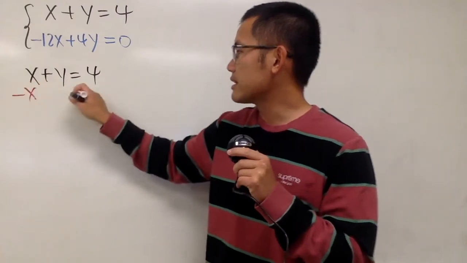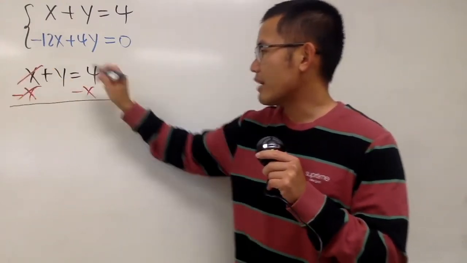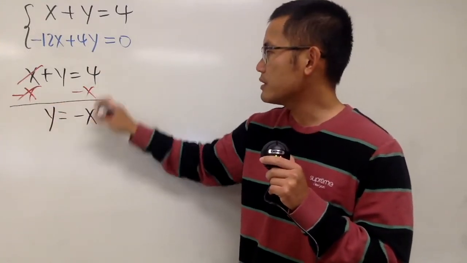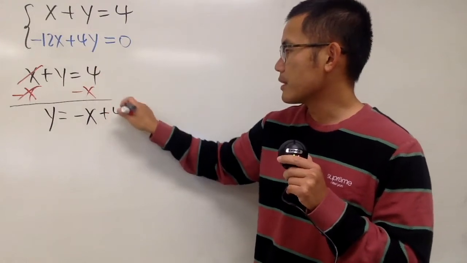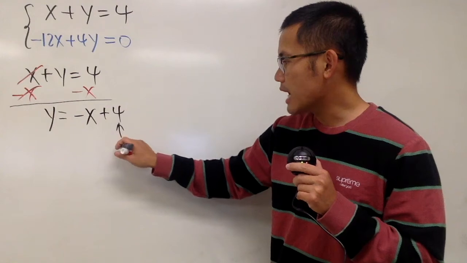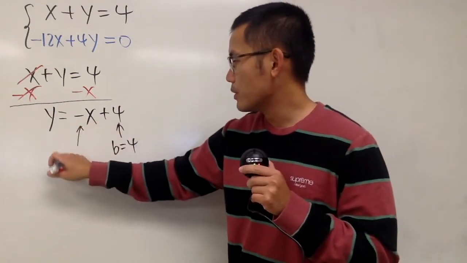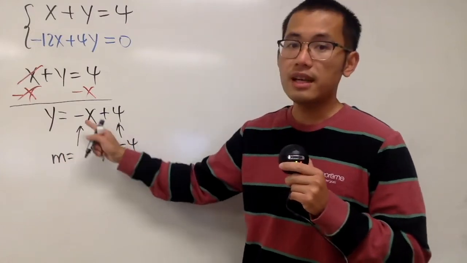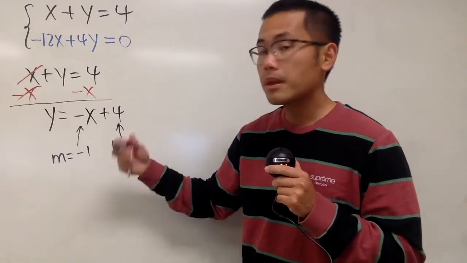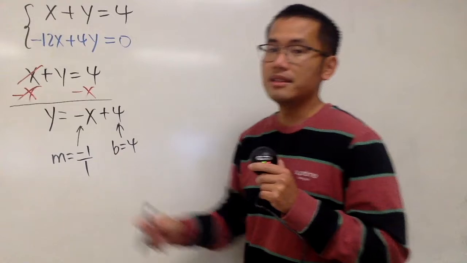Go ahead, minus x on both sides, so they cancel. And then we see we will just have the y by itself, and that's equal to negative x. You put that down first, and then plus 4 to that, right? So with that said, we know the 4 right here is the y-intercept, so I'll just tell you the b is 4. And then the slope right here, it's the number in front of the x, and this right here is technically negative 1. So be sure you write it as negative 1, but look at this as a fraction, so negative 1 over 1, like this.